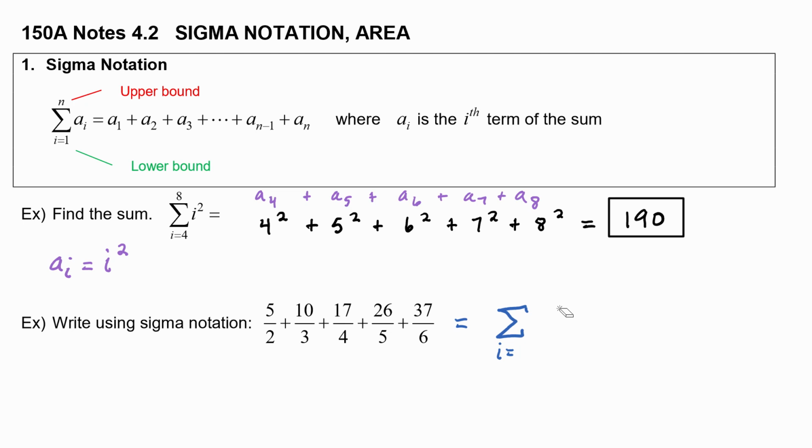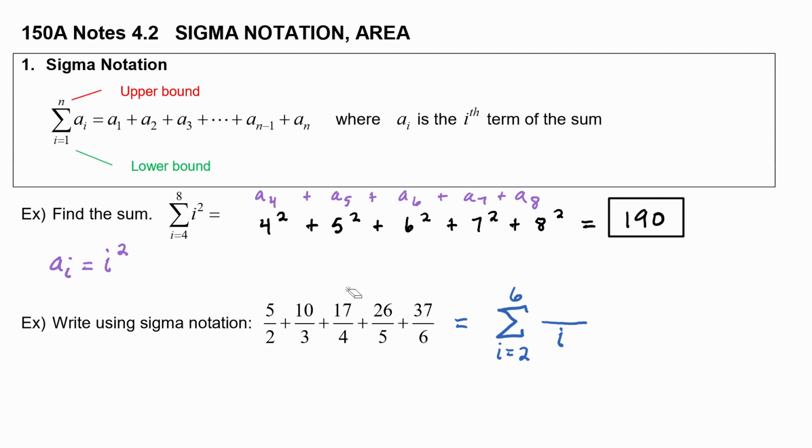So looking for patterns here, we can see the denominators going 2, 3, 4, 5, 6. So that certainly looks like we could have i in the denominator if we let i go from 2 to 6. Then what we want to do is see what the relationship is. How do we get from i equals 2 to this numerator of 5? Or from i equals 3 to this numerator of 10? Or from 4 to 17?